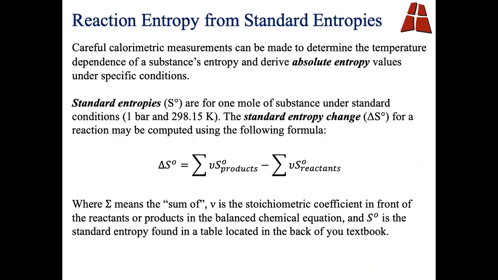We also talked about different ways we could quantify entropy. So you can look at the standard entropy changes, which we can get the values for every chemical we would need from a table in our textbook, or it would be given to you. You can calculate the entropy change by taking the sum of the products minus sum of the reactants.